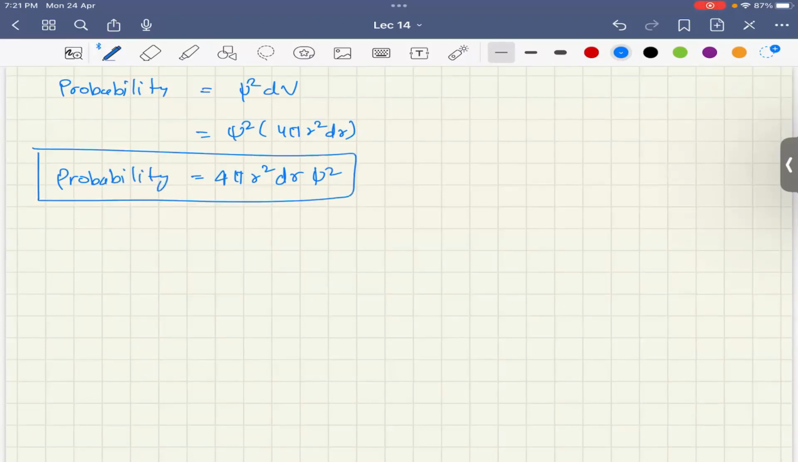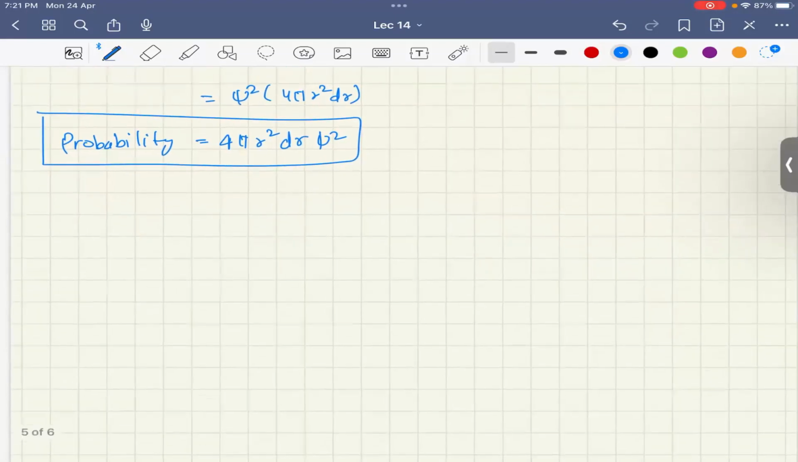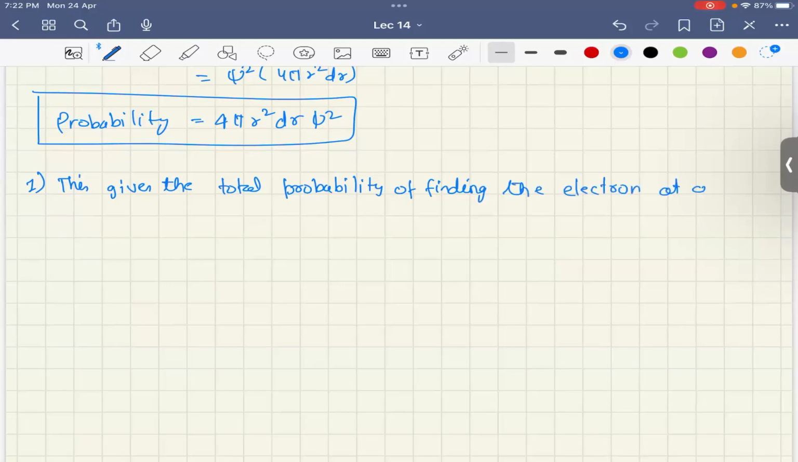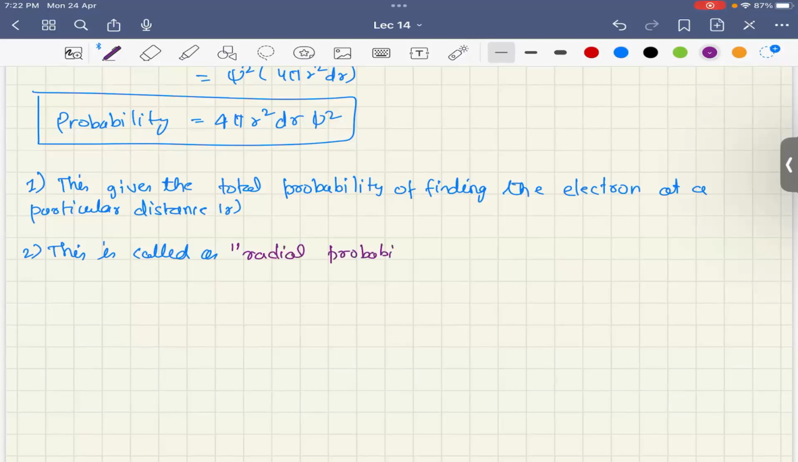Right? This is a very important expression. This gives the total probability of finding the electron at a particular distance r, and this is also called radial probability. The plots of probability as a function of distance from the nucleus are called the radial probability distribution function, or RDF. Let us write this down. So this gives the total probability of finding the electron at a particular distance r, right? This is called radial probability.